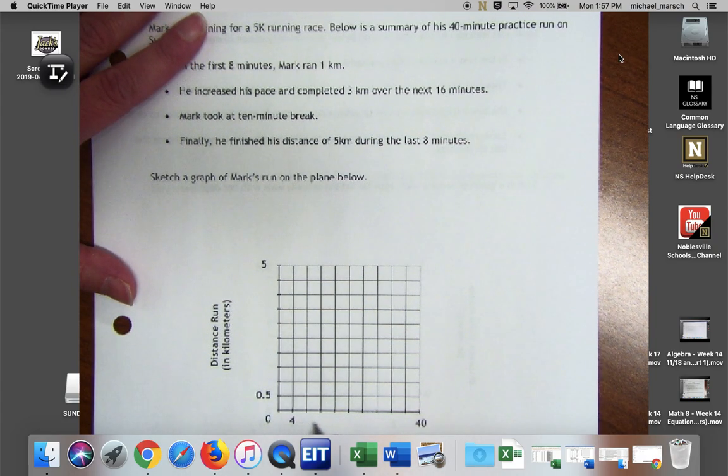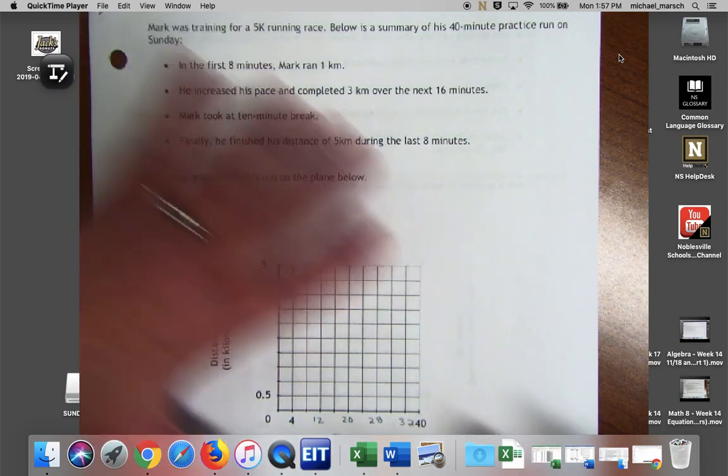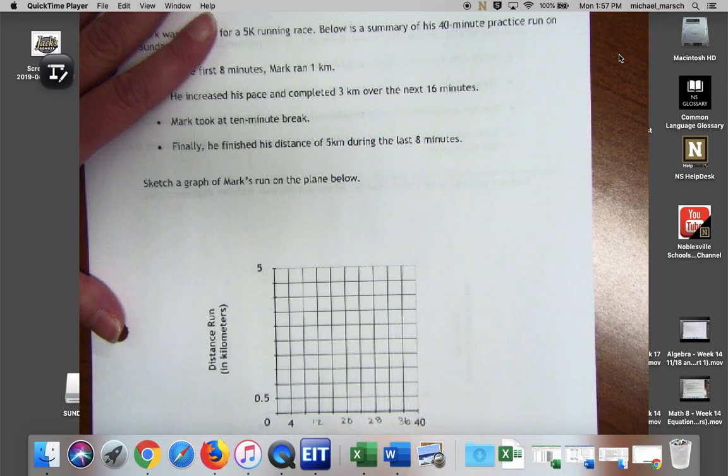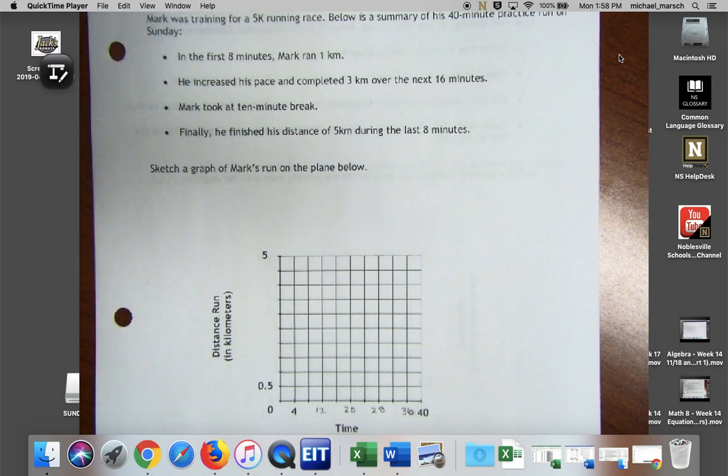Because I don't like this to be super cluttery, I'm going to say, okay, that's 8, this is 12, that's 16, this is 20, 24, 28, 32, 36. They're all even. It gets really cramped down there. You can put all the numbers. I mean, there's nothing wrong with that. But I just want you guys to know what I'm doing.